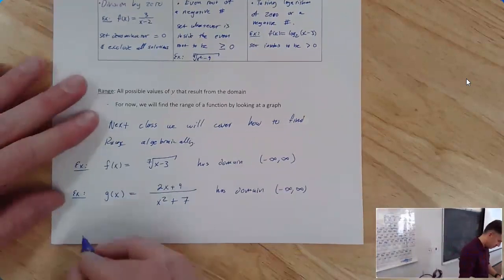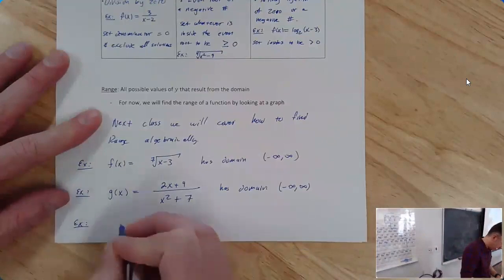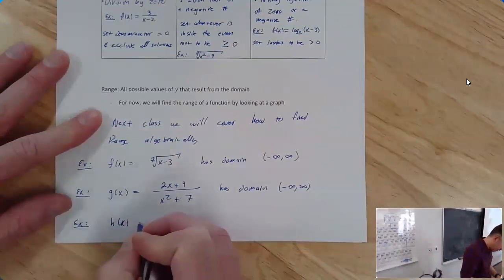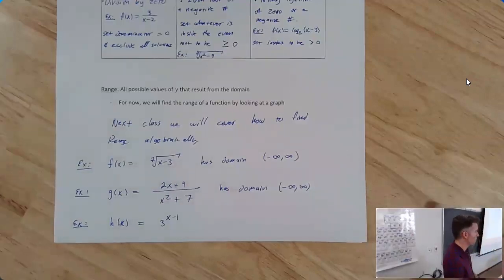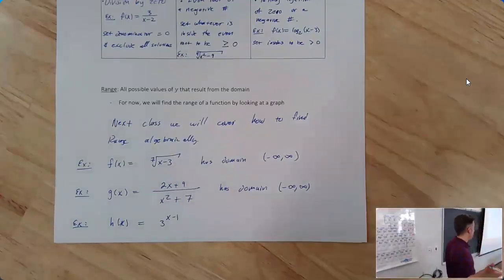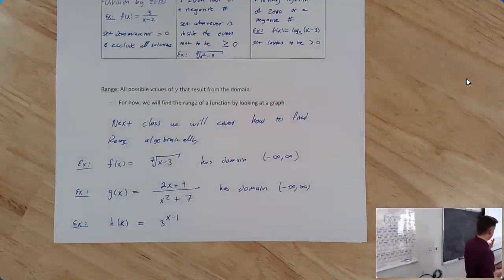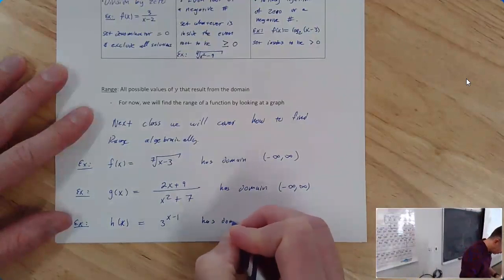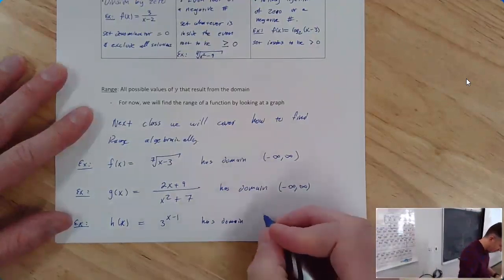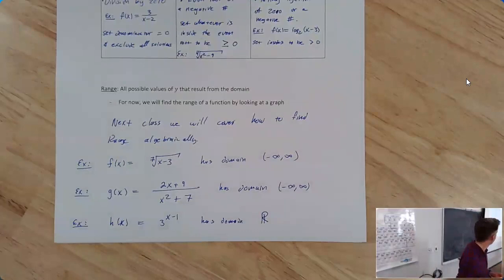And of course, something like h of x equal to 3 to the x minus 1. If I was asking about domain, I would look for the 3 things. I don't see any fractions. I don't see any even roots. I don't see any logarithms. So there's no domain issues, and this also has domain everything. You can write it like this, or you can write the fancy R. I like the fancy R. All real numbers.